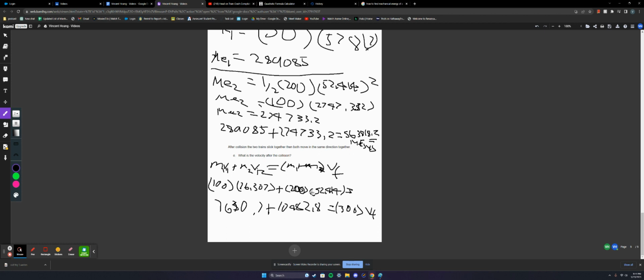Okay, so then we add the left side again. We get 18113.5 is equal to 300 VF. Then we divide by 300. Then we end with a VF, for final velocity after the collision, as 60.378.